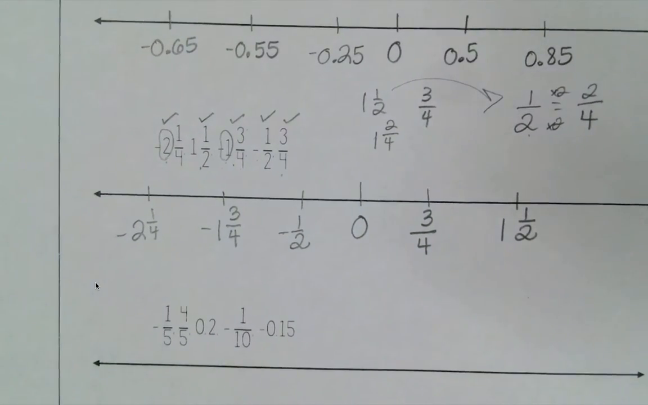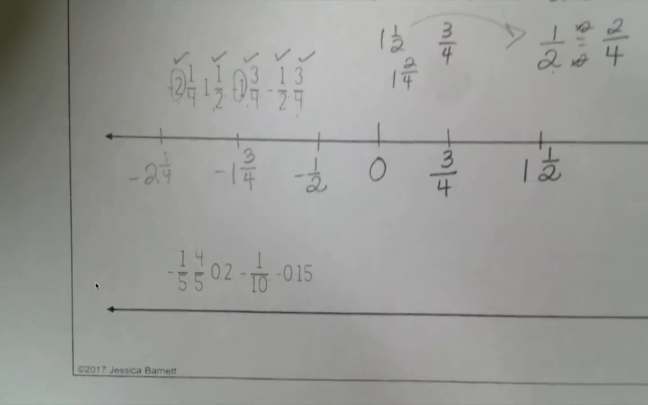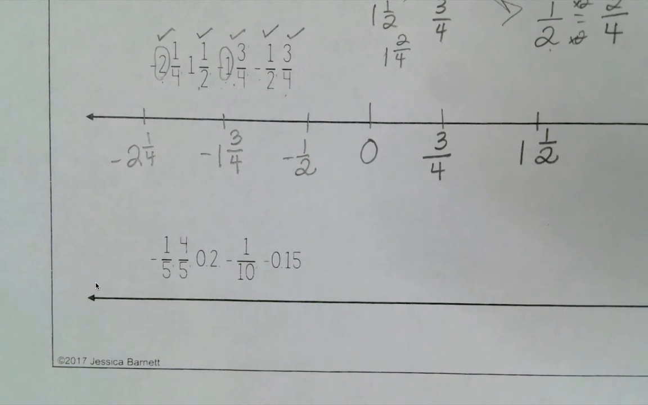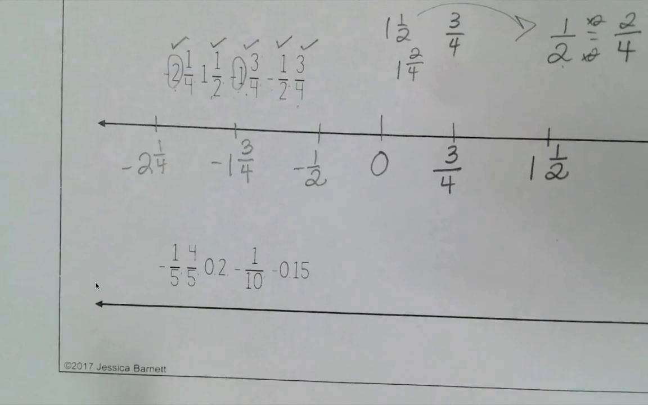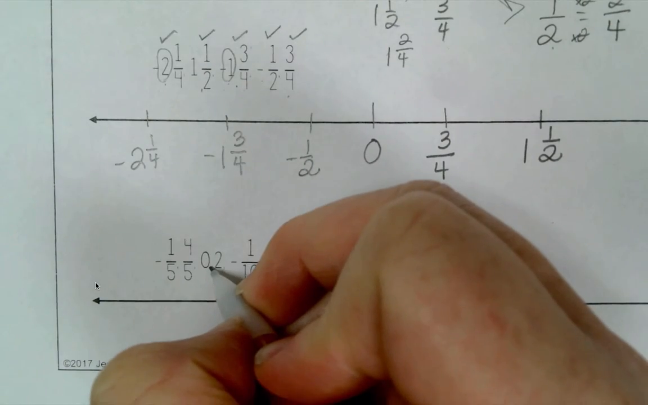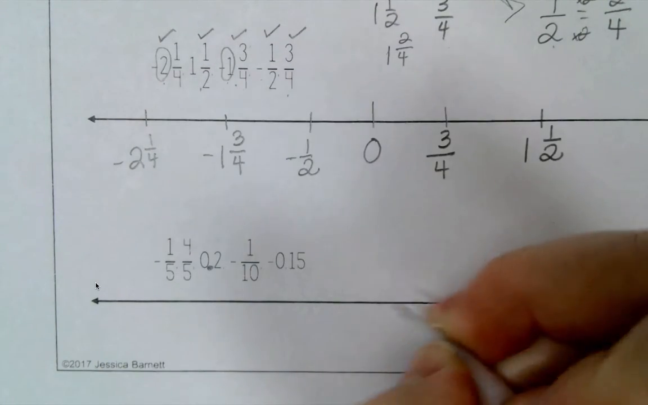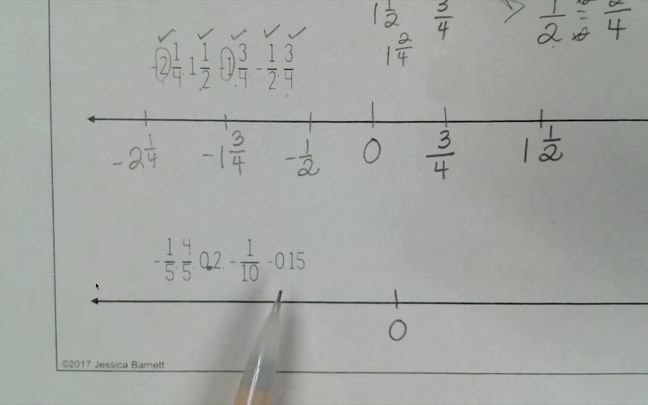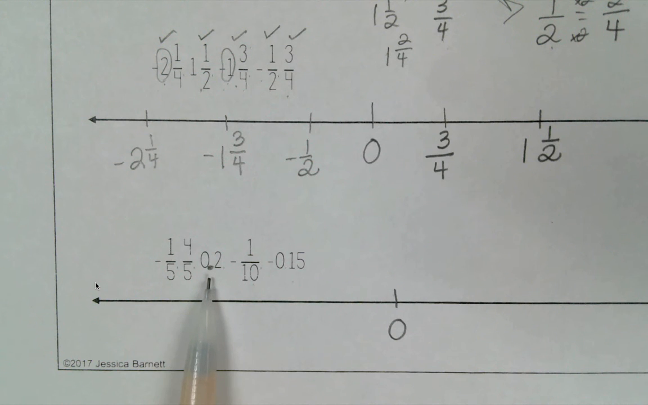So let's look at that last one. Negative 1/5, 4/5, 2/10, negative 1/10, and negative 15/100. That's ugly, isn't it? We are going to work on some equivalent fractions because we have decimals and fractions, and I recommend that you convert to either decimals or fractions to compare. So I am going to start with putting a 0 in the center. And I have negative 15/100, negative 1/10, positive 2/10, and positive 4/5.